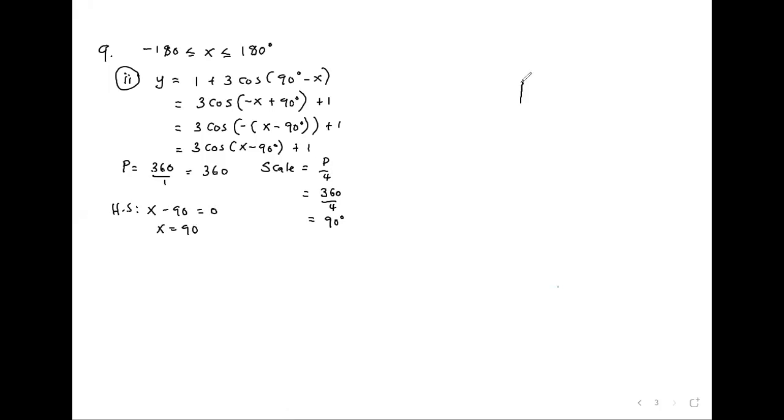So when we sketch, we have 0. So we're supposed to start from 0 plus 90, since we have a shift of that nature. When you add another 90, you got 180. But we must not go beyond 180 because the interval restricts us to end at 180. The interval has also a negative part. So you use the same scale in the negative direction.